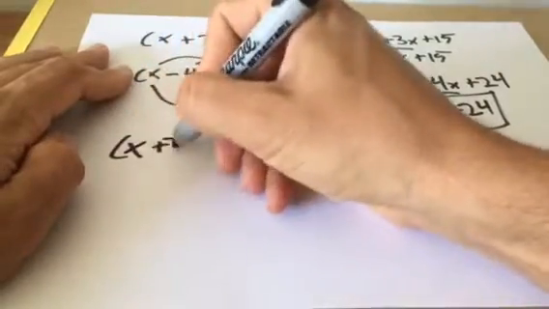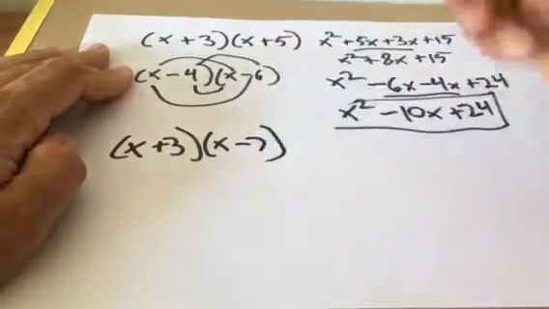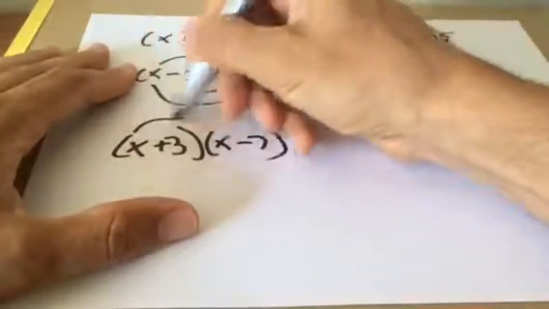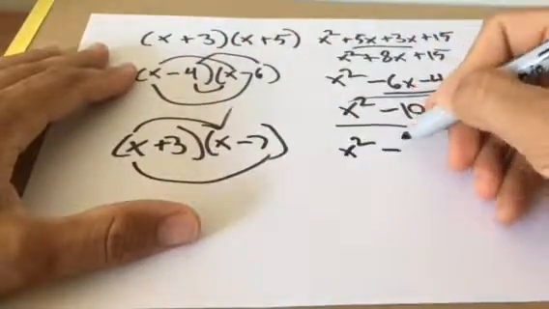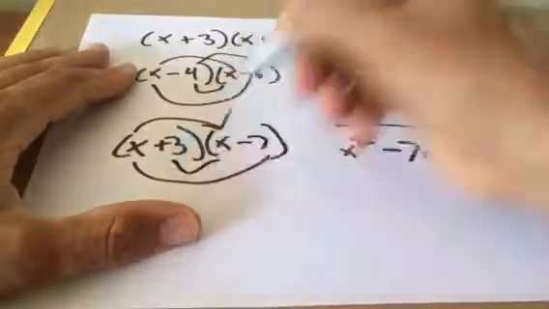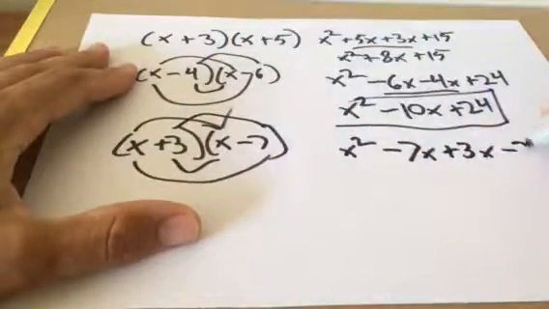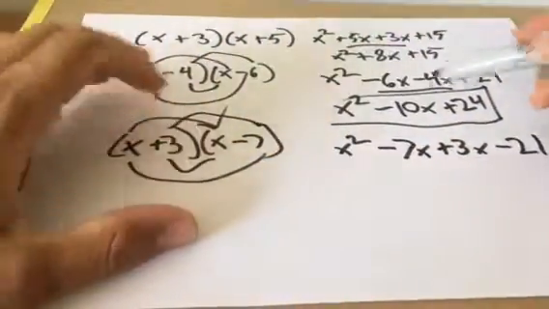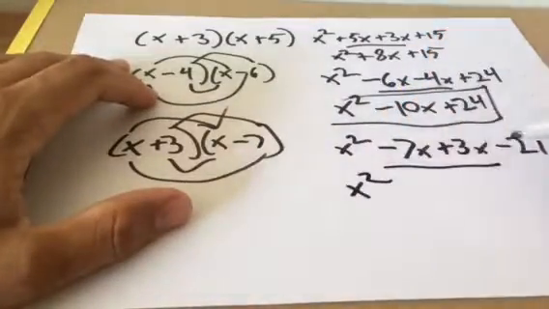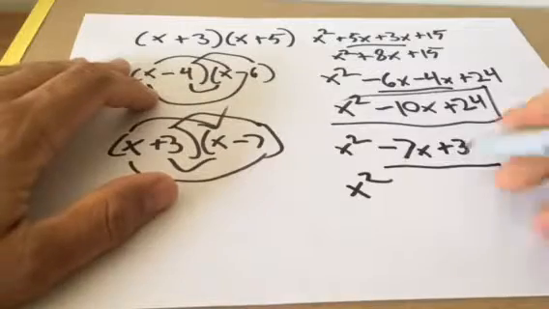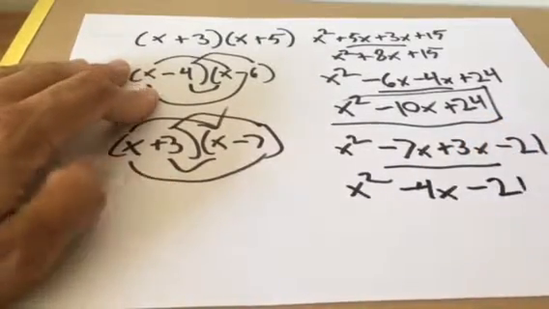Parentheses, x plus 3 times x minus 7. First, x squared, outside, negative 7x, inside, positive 3x, last, negative 21, because a positive times a negative is a negative. Combine like terms, we get x squared. Now, negative 7x plus 3x gives us negative 4x, minus 21.